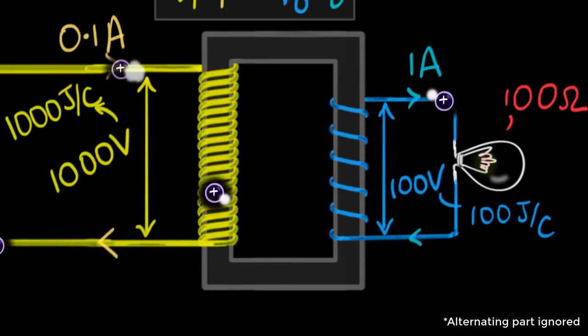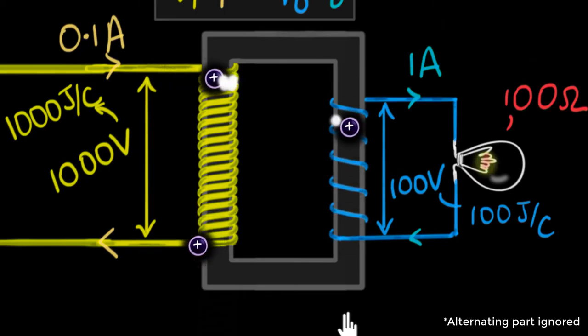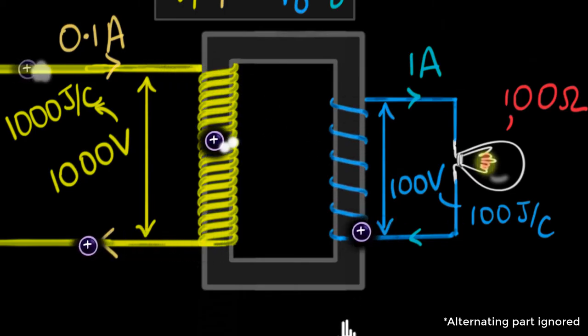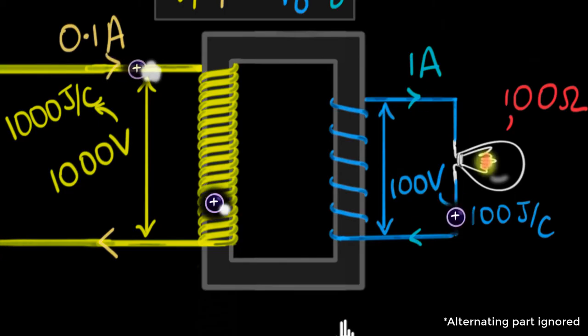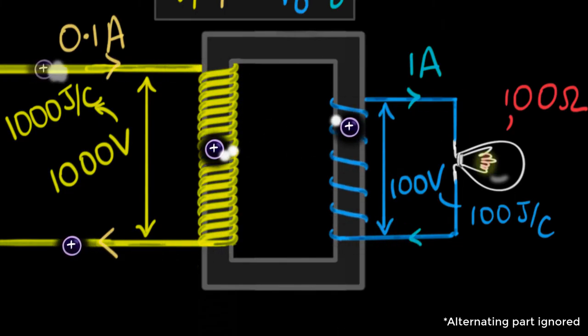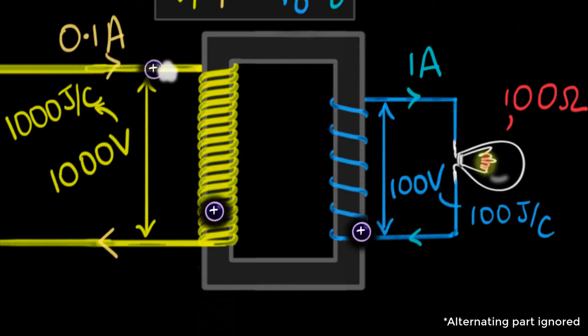Because we are stepping down voltage, we are forcing this coulomb to accept less energy. And as a result, it has to go faster and take multiple rounds. And that's why stepping down voltage increases the current.